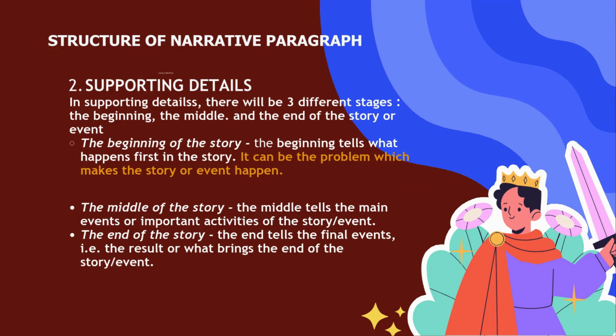Okay, the second part is supporting details. This is the main body of the narrative. Supporting details are usually divided into three stages. The first is the beginning, which explains what happened first and also introduces the situation or the problem in that story. The second, the middle. It tells the main event of the story. And third, the end. That explains how the story finished and what is the result of the story. These stages will help the readers follow the story easily.